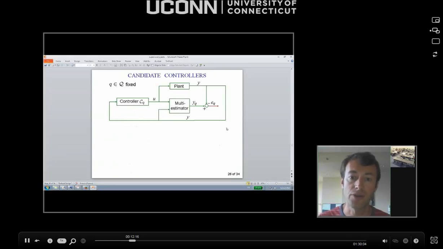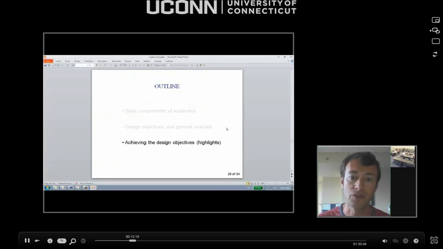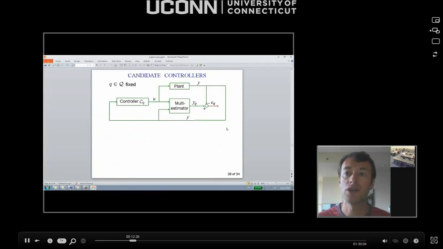Now we are at the third point in the lecture, which is where we touch on how to achieve this design objective. For the candidate controllers, let me focus on the situation where I have a fixed controller, P_q, so it's not switching yet, it's a fixed index q. This controller is connected in feedback with the plant, and there's also the multi-estimator, which is needed to generate the corresponding estimation error, E_q. And I want us to think about this diagram in a specific way.